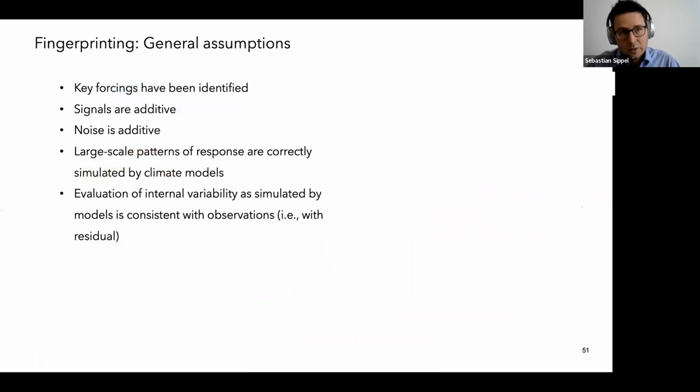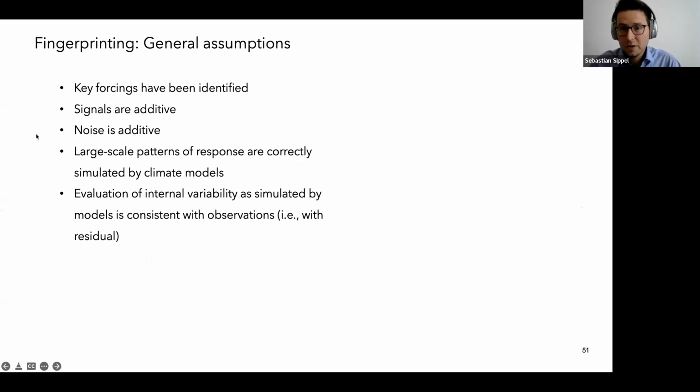Now I'll get to the general assumptions of fingerprinting. There are some assumptions that come with these types of algorithms. We assume that we have the key forcings identified. That relates back to the statement of Klaus Hasselmann. Most of these algorithms, or actually all of them, as they are being used, are linear algorithms, and they assume a certain additivity. We assume that the signals we want to distinguish, for example greenhouse gases and aerosols, relate in an additive way. And we also assume that the noise relates in an additive way to these fingerprints.